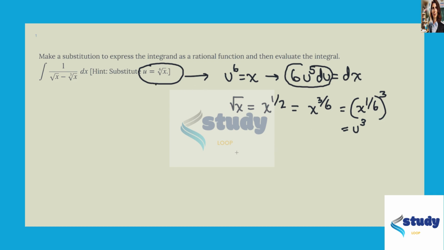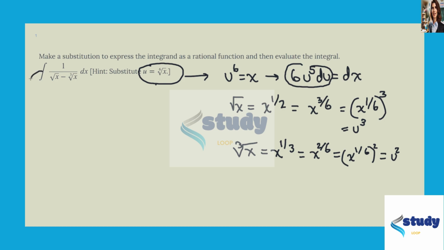Similarly, cube root x is x to the 1/3, x to the 2/6, so this is x to the 1/6 and then squared, so that's u squared.